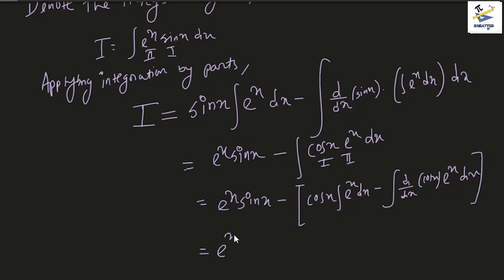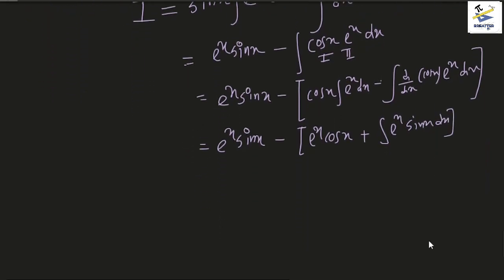So it becomes e to the power x sin x minus e to the power x cos x, and d/dx of cos x is minus sin x, and minus becomes plus. It becomes e to the power x sin x dx. And if you take it away from the bracket, what becomes is e to the power x sin x minus e to the power x cos x minus integral of e to the power x sin x dx.